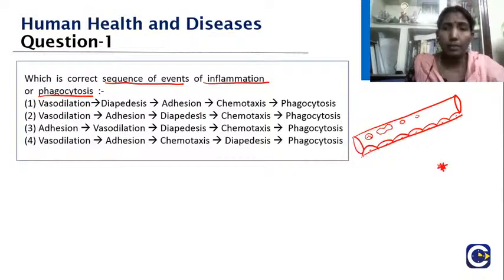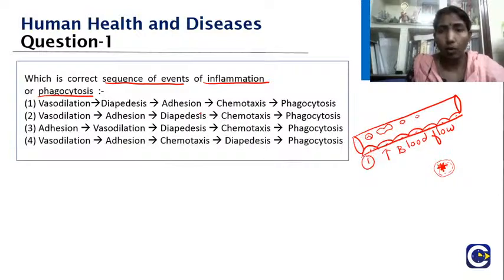Now what will be the steps here? It is there in the tissue, right? So what will be the first step? So first here is the vasodilatation. That is, there is going to be increase in the blood flow. Then only the permeability will be increased.